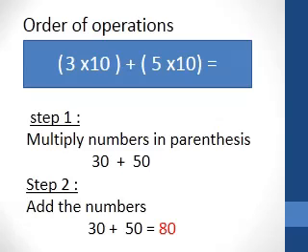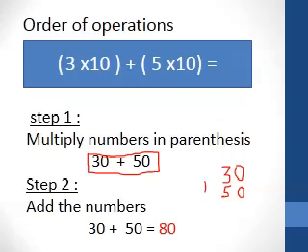If you multiply 5 times 10, you are going to get 50. And then after multiplying, if you look at the new equation here, we have 30 plus 50. So you can only add those numbers. It's very easy to add them. You just order them. This is 30, this is 50, okay? And you can add them.